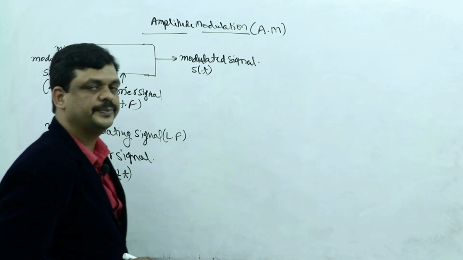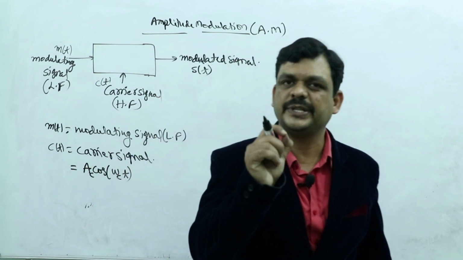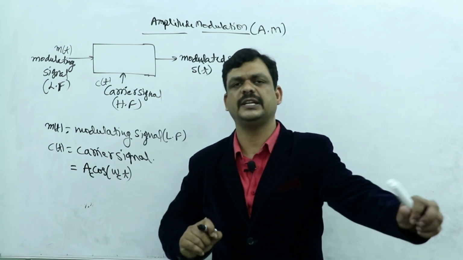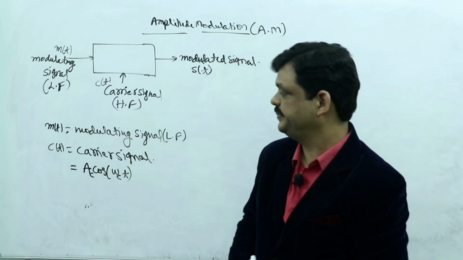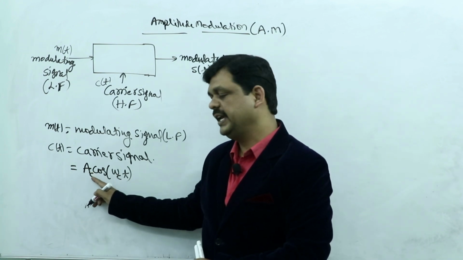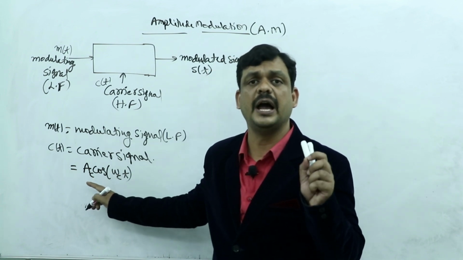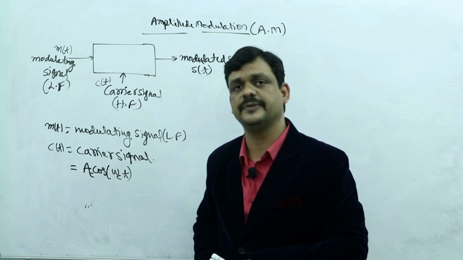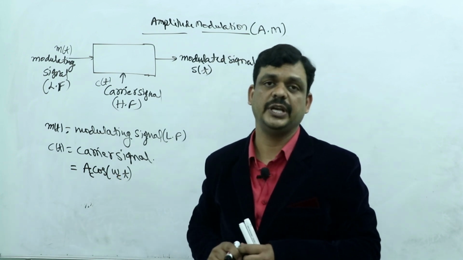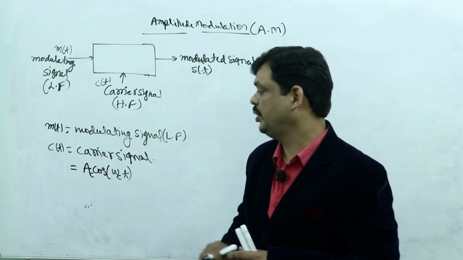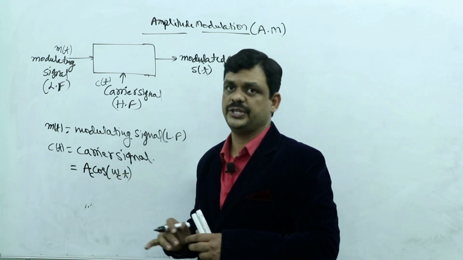Please remember this one. Wherever the C representation is there, immediately we have to take that it is a carrier signal parameter. So here I have written AC. AC is nothing but the maximum amplitude of the carrier signal. And what about omega C? The angular frequency of the carrier signal. So always we have to write in this representation.